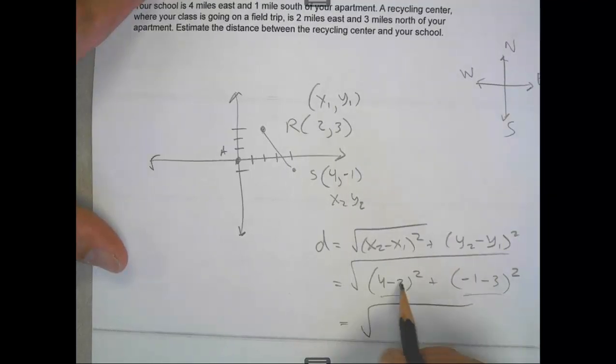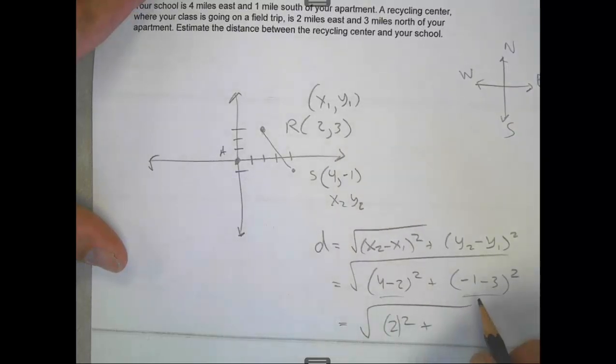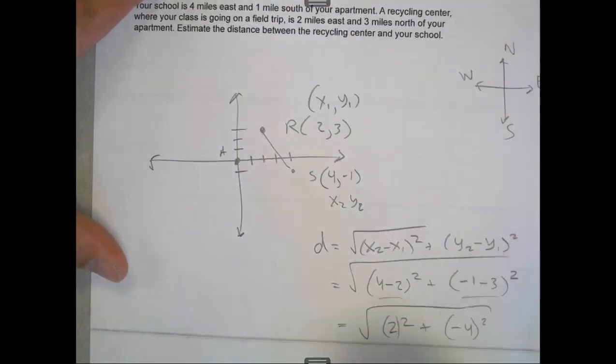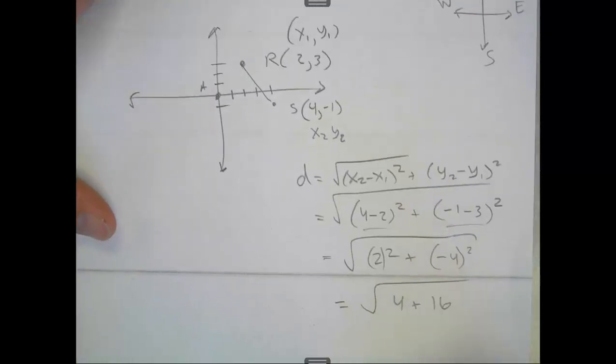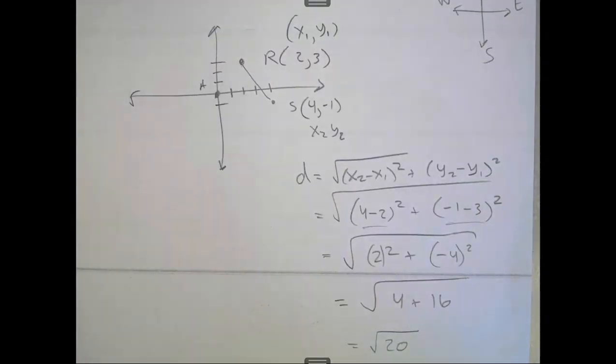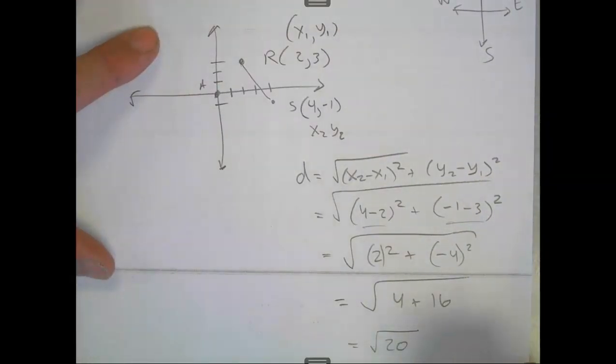So let's go ahead and finish this. 4 minus 2 is 2, 2 squared. And you can drop the parentheses if you want. And then this is negative 1 minus 3, negative 4 squared. That gives me 4 plus 16. Don't forget to square this negative right here. When you square negative 4, you have to square the negative as well, so it becomes positive 16. So my answer is the square root of 20. In a calculator, it says estimate, so we'll give a decimal. It's about 4.5, and the units we were using here were miles, if we round to the nearest tenth. So that's approximate.